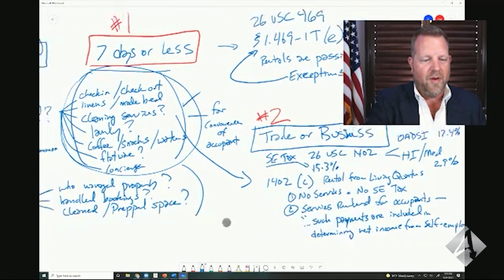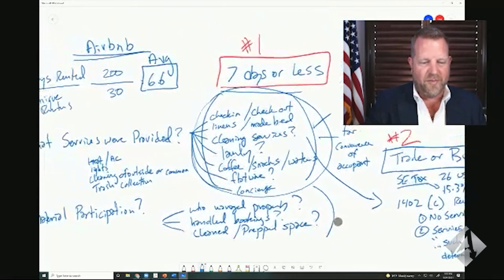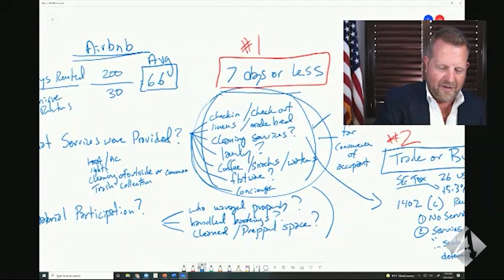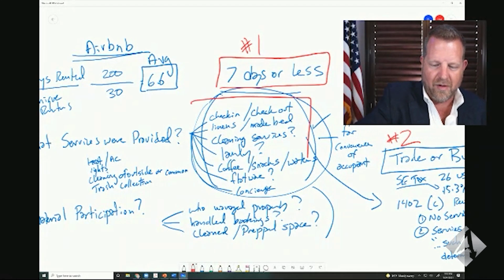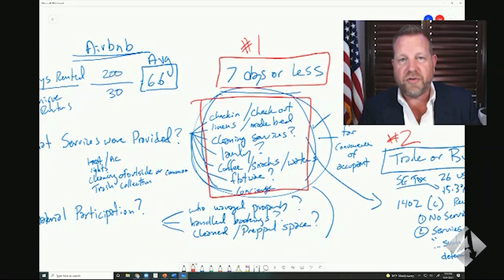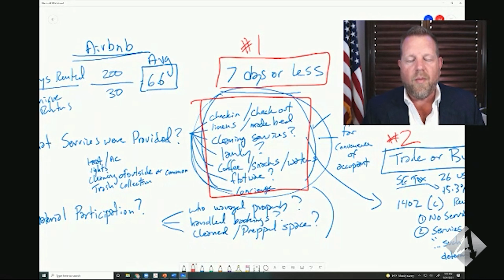So remember, we went over here and we said what services were provided. So let's highlight this right now. We did all of these things, right? Those are services rendered. The more you do, the more unlikely it is that you would ever be able to get out of paying the self-employment tax.